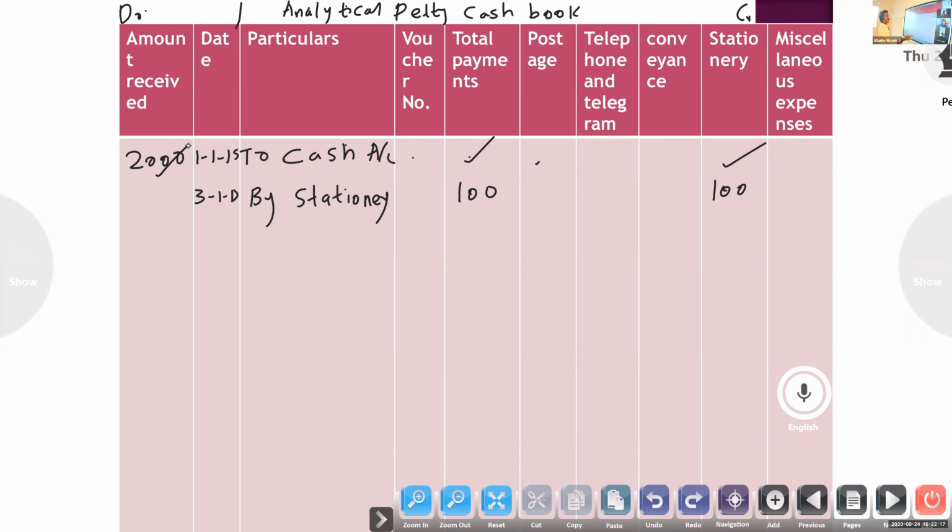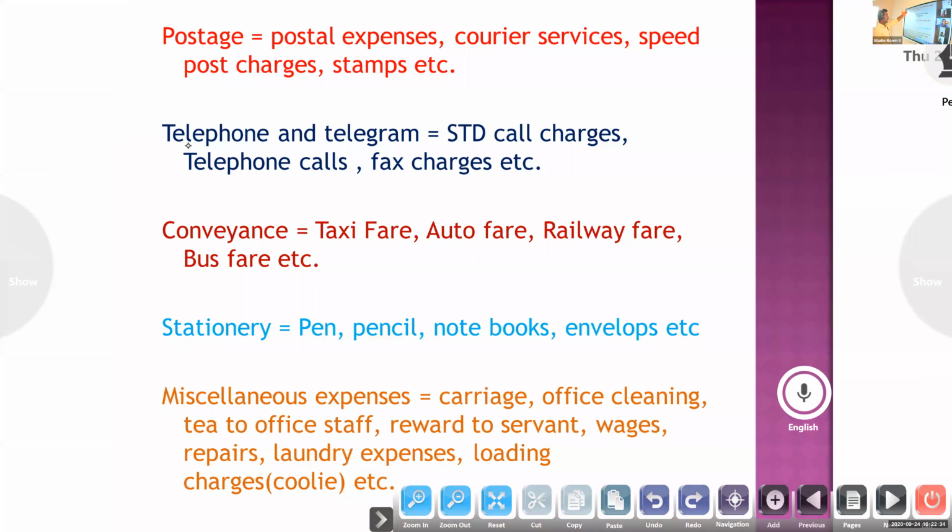Then you have to know what items will be included. Normally, what are the items included in postage, telephone and telegram, conveyance, stationery, miscellaneous expenses? Then it will be very easy. Okay, so that you have to write. After total payment we made separate columns: postage, telephone, telegram, conveyance, stationery, miscellaneous expenses. So these are the expenses included. So you write first postage.